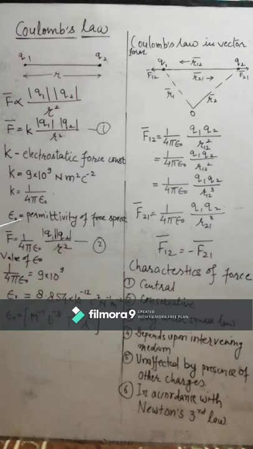Epsilon naught is the permittivity of free space. Free space means air or vacuum. This term permittivity is a measure of how well a material can store electrical energy. Okay, so epsilon naught is permittivity.